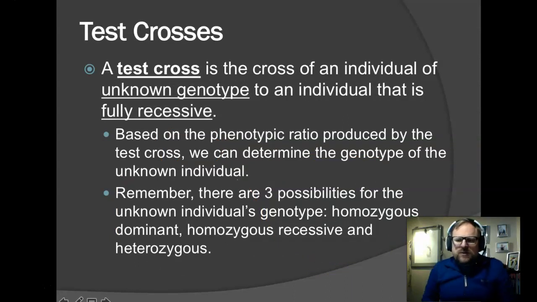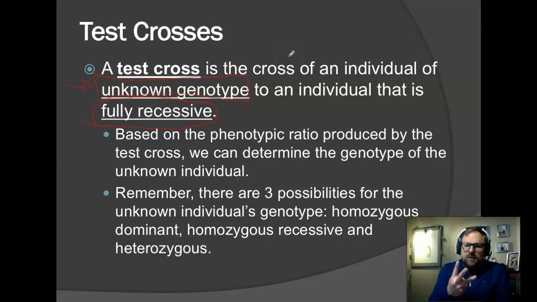I want to talk about test crosses, and every once in a while this would pop up on the diploma exam, and really it is just a specific term. A test cross is, and this is very specifically what it is, a cross of an individual that has an unknown genotype to an individual that is fully recessive. The reason we can do that is that we can figure out, using this test cross, what the unknown genotype is based on the probabilities that we know.